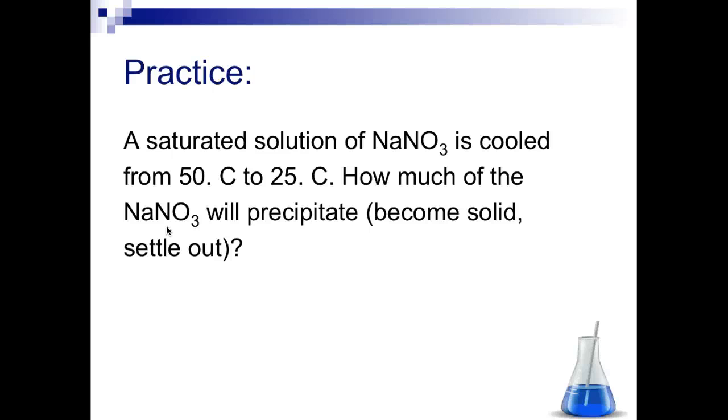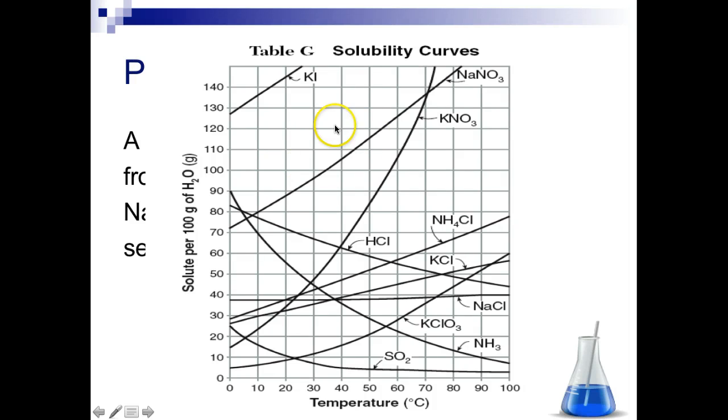Great, well, welcome back. So we're making a saturated solution of NaNO3, and then we're going to cool it from 50 to 25. So NaNO3 is right up here, and then we are going to start off at 50, which is right here. We're going to go all the way up to the line, and then we're going to end up at 25, which is right here. So I want to know how much will fall out. So that's about 105, and this is about 90. So 105 to 90, how much will fall out? That's about 15 grams. So 15 grams will end up falling out of solution.